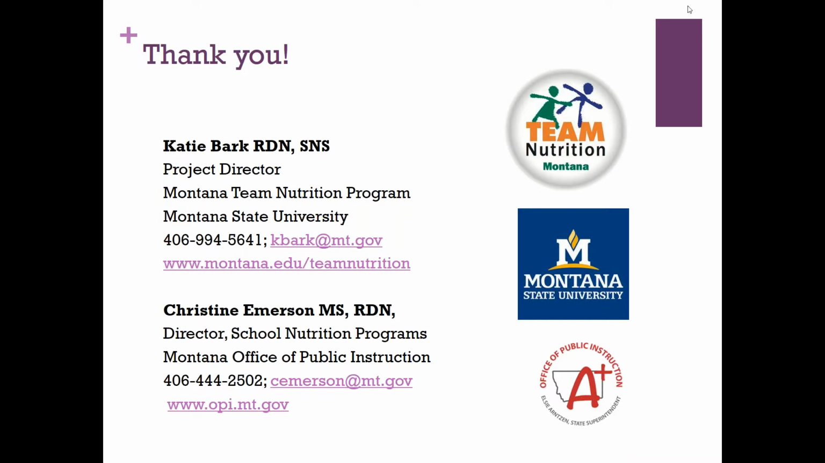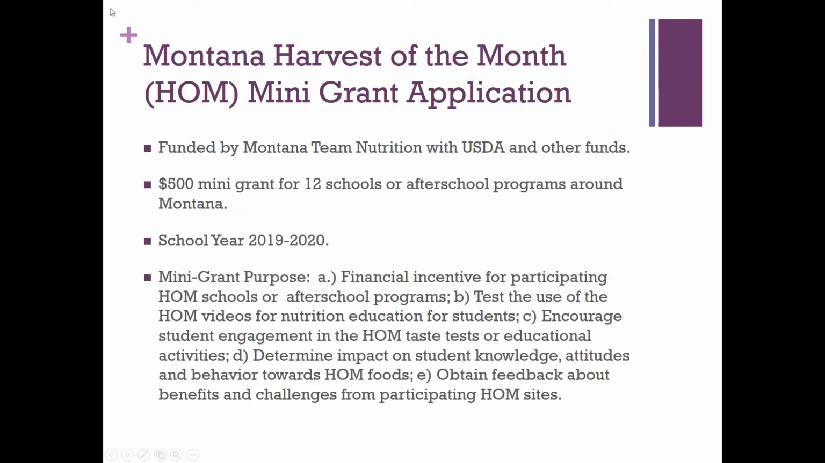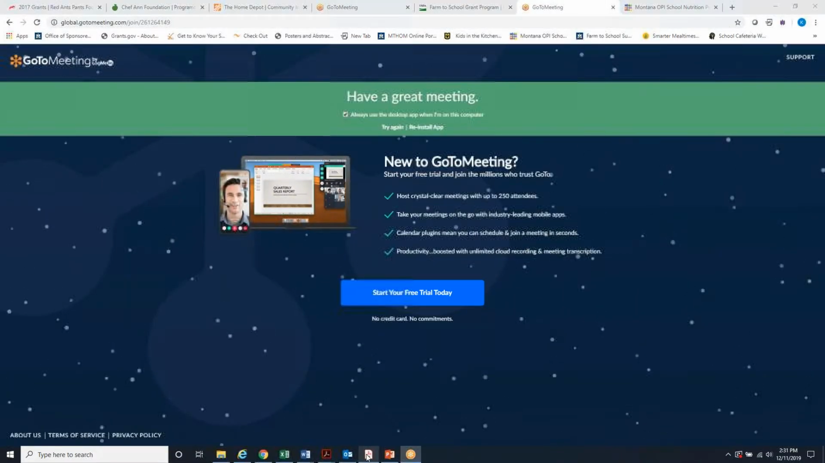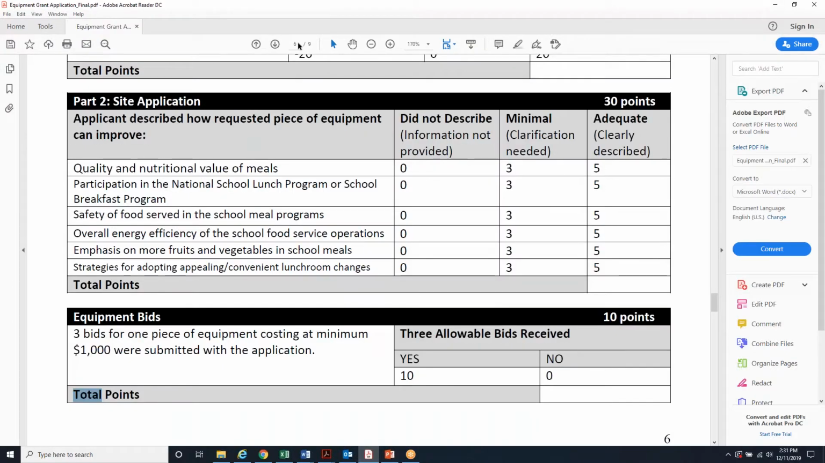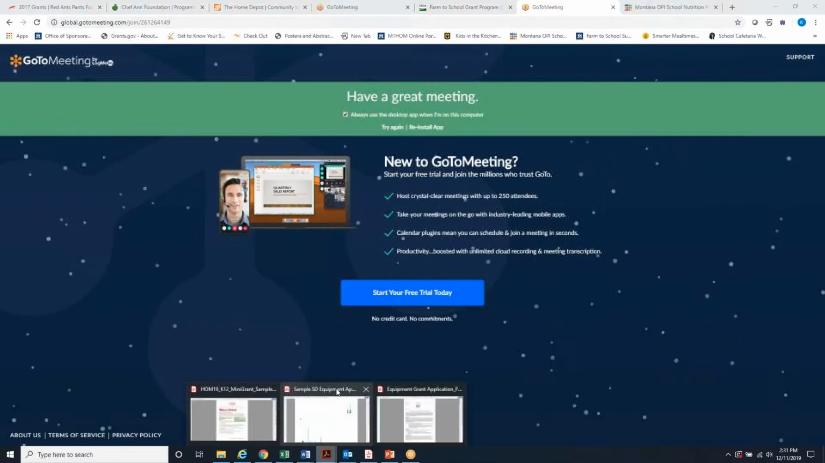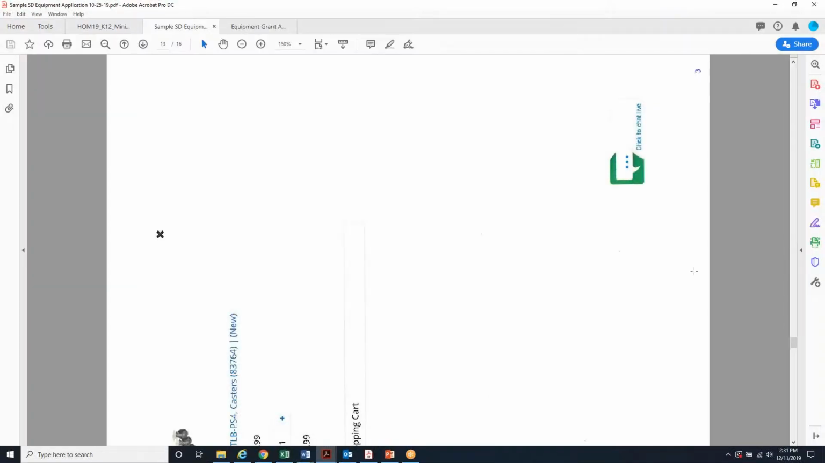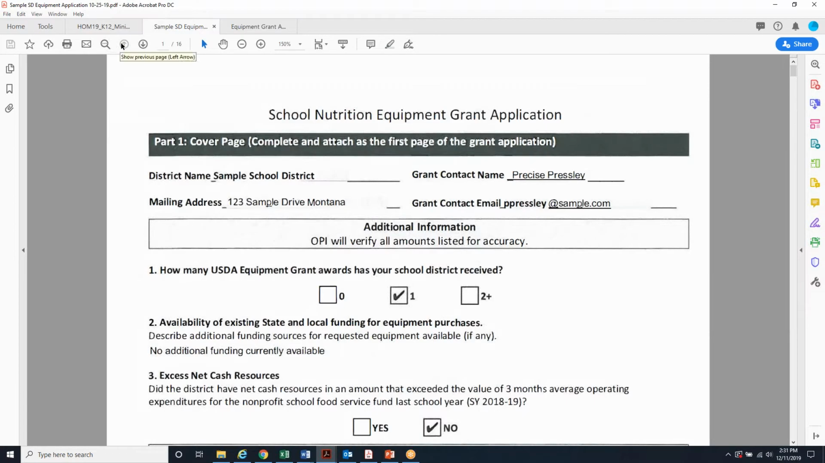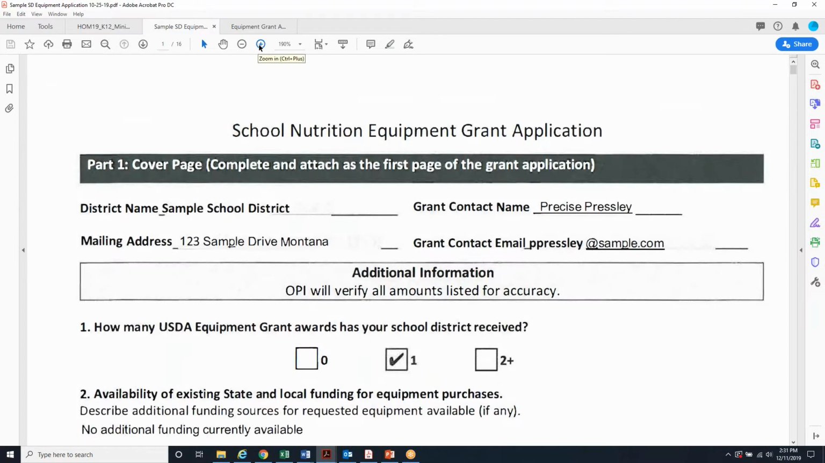Okay, now let me see if I can get through this. Okay, now we're just going to bring up the grant application. Let's see. I'm going to bring up what I'm calling, hopefully you can see this. Hold on a second. Let me get to page 1.